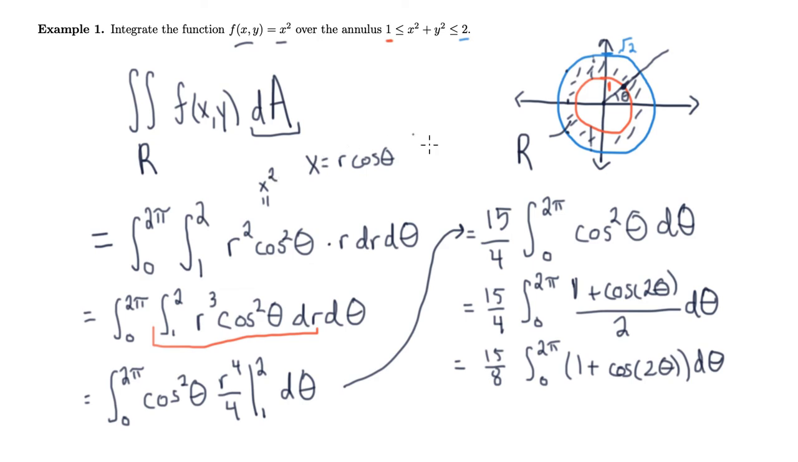Okay, so I can integrate 1. So I just take an antiderivative, I get theta, evaluated from 0 to 2 pi. But cosine 2 theta is a periodic function, and I'm actually here integrating it over 2 of its periods. So this is actually going to give me 0. So my final answer is just 15 over 8 times 2 pi, or 15 pi over 4 will be our final answer for the integral.